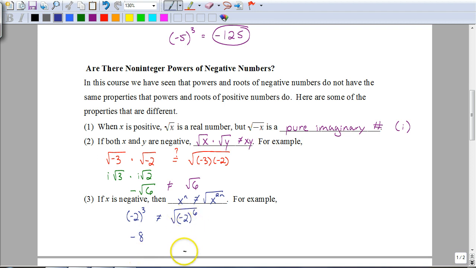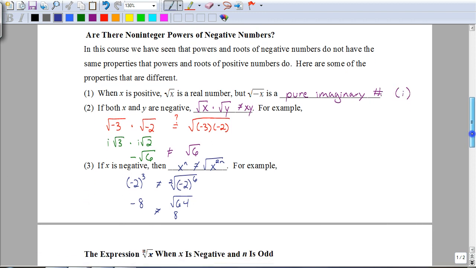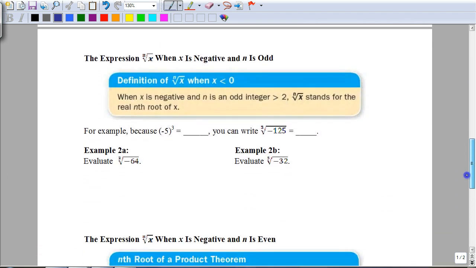Now over here, we have the square root of negative 2 to the 6th power. Now you might say, well, wait a minute, 6 divided by 2 is 3, so isn't this the same as negative 2 cubed? Well, it's not. Here's why. We have to take negative 2 to the 6th power. That is going to be a positive answer. 2 to the 6th power is going to be 64. And the square root of 64 is a positive 8. So obviously negative 8 does not equal positive 8. So those are just some different properties that are true when we're dealing with negative bases and exponents.